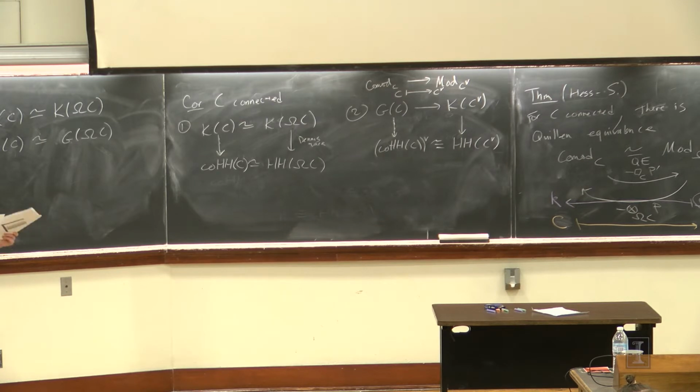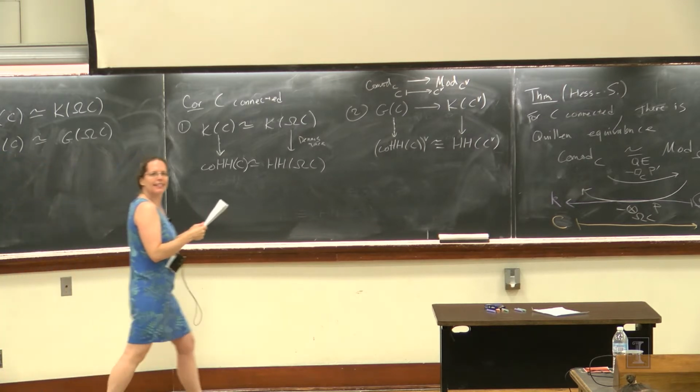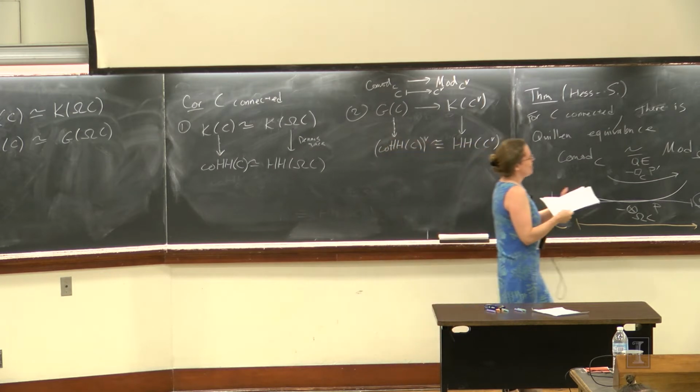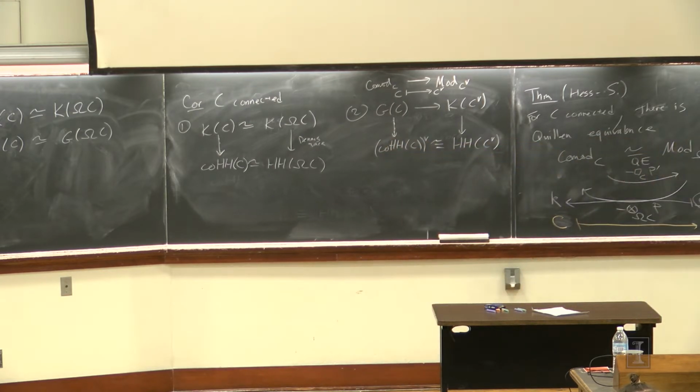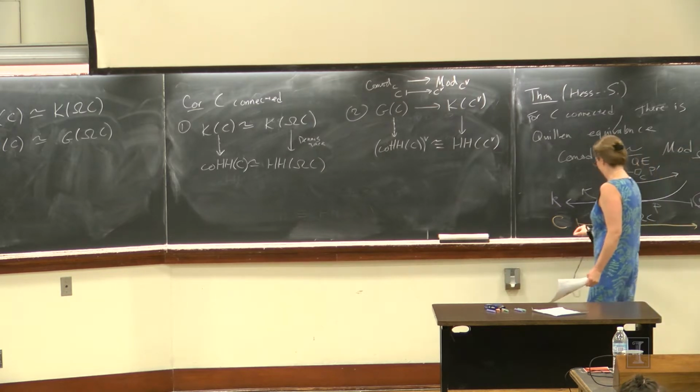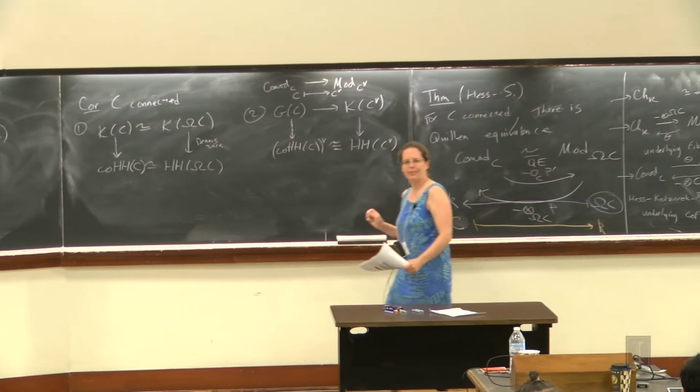Okay, so that's some of the properties that we know about co-Hochschild homology for the differential graded world. And now I want to move to the world of spectra. So maybe I'll pause for a second in case anyone has any questions about the differential graded world.